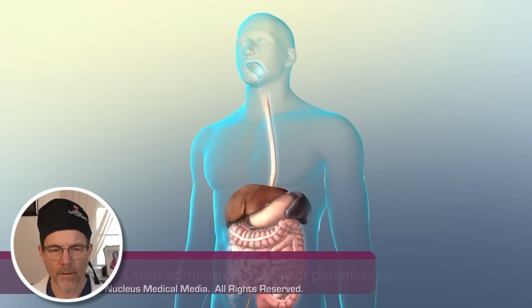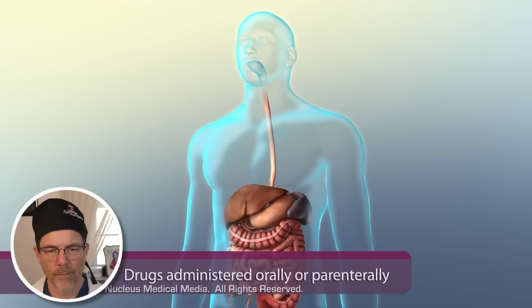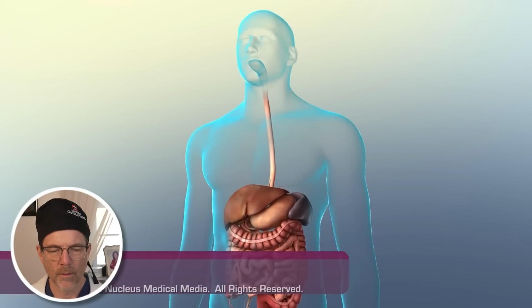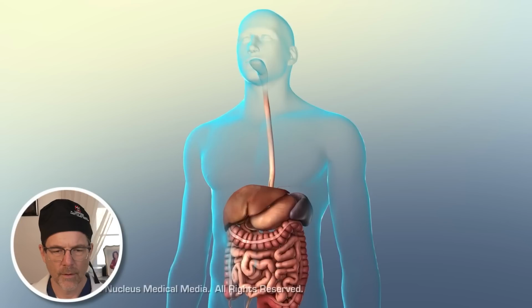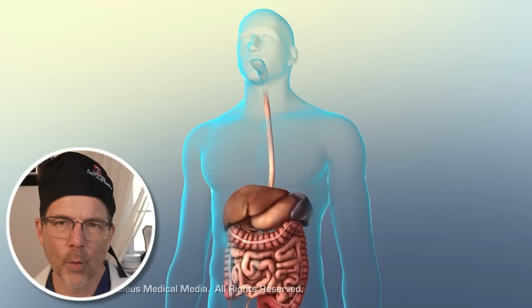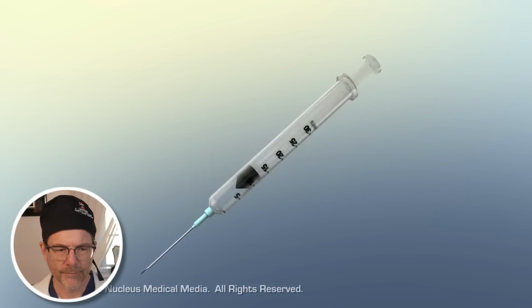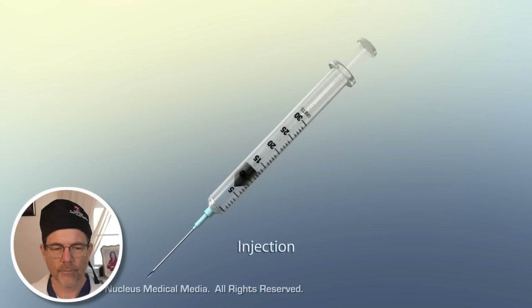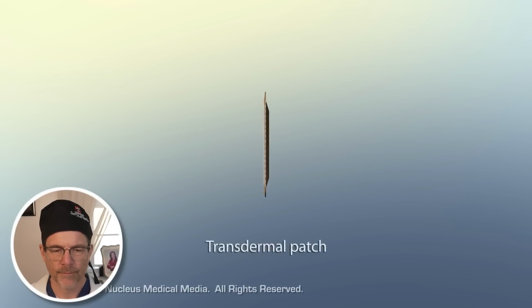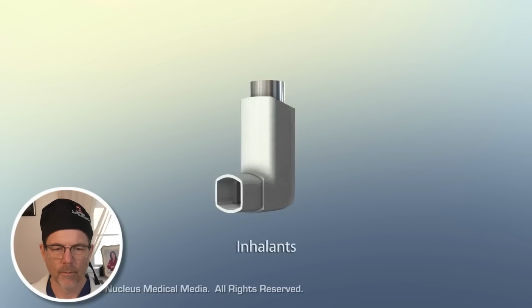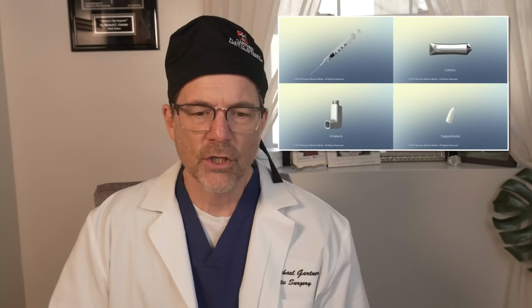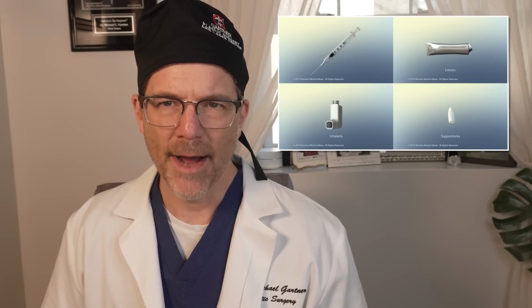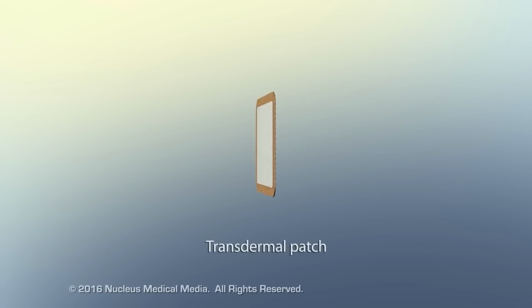Drugs are usually administered orally or parenterally. Parenteral drugs bypass the digestive tract. So parenteral is any other way usually besides orally. Parenteral routes include injection, transdermal patches, lotions, inhalants, and suppositories. So these usually pass into the body quicker, with the exception of maybe transdermal patches.